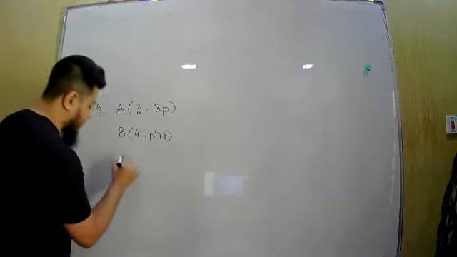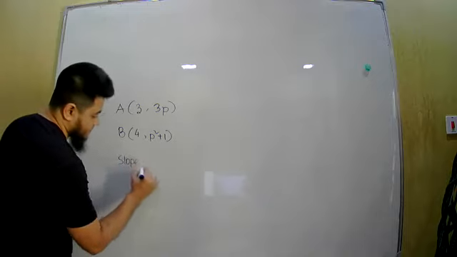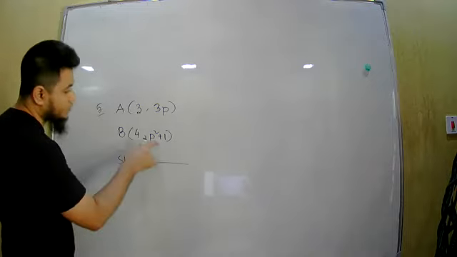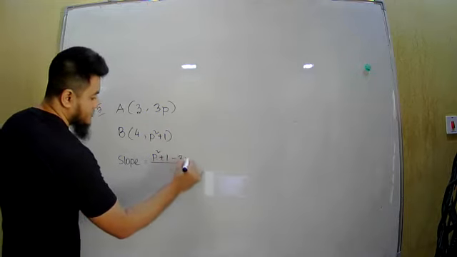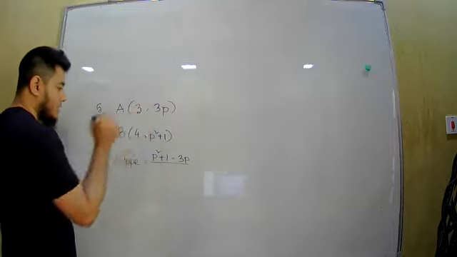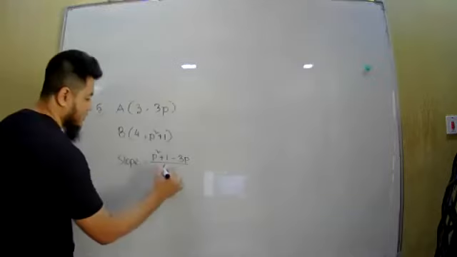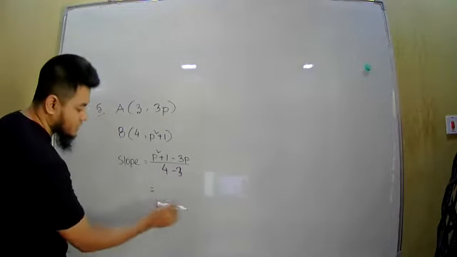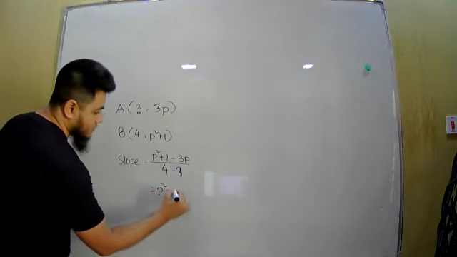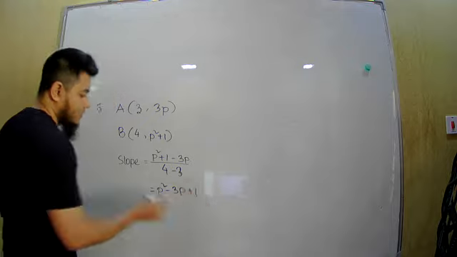So let us find out the slope. y2 minus y1 is p square plus 1 minus 3p, divided by x2 minus x1, which is 4 minus 3, equal to 1. So the denominator is 1, and it makes no difference whether we write it or not. So p square minus 3p plus 1 is the slope.